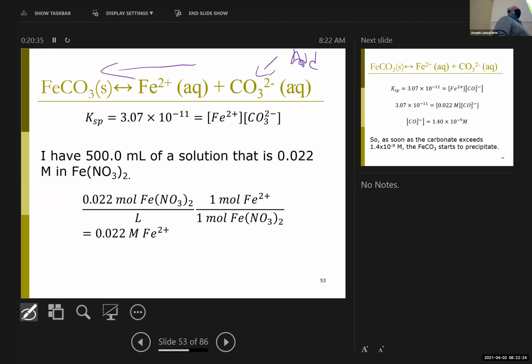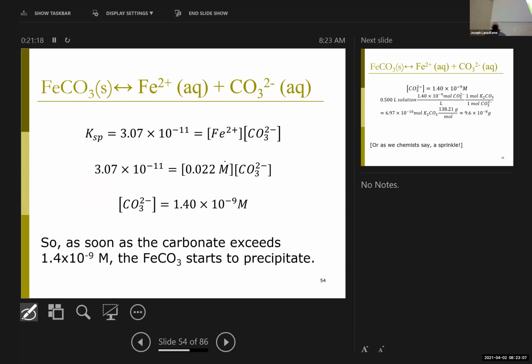right? And so essentially my carbonate concentration is variable. It's not like I just have some carbonate in solution and I'm trying to decide what happens. I'm going to add as much carbonate as it takes to make something happen. What's currently in solution is the iron and the nitrate, but of course the nitrate is not part of this particular reaction, right? And so I start with 0.022 molar iron, and I essentially have 0 carbonate. But again, I'm going to just keep adding carbonate until something happens. And when does something happen? Not until my Q, my concentrations of iron and carbonate, reach the maximum, which is the Ksp, right?